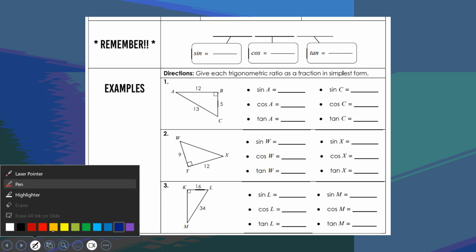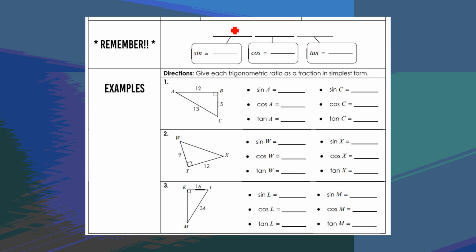Okay, a mnemonic tool to help remember these trig functions is SOHCAHTOA. Sine is opposite over hypotenuse, cosine is adjacent over hypotenuse, and tangent is opposite over adjacent.